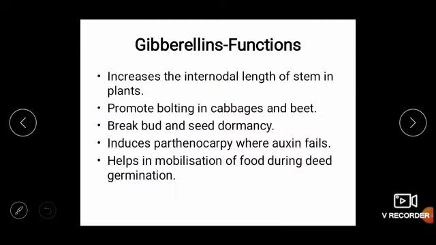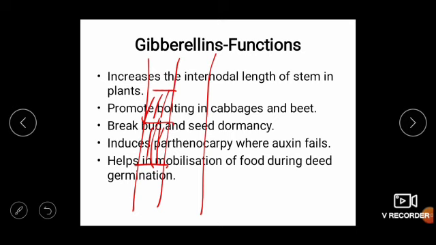Come to the gibberellins now. Gibberellins are again growth promoters. What do they do? They increase the internodal length of the stem. Suppose this is the stem, and these are the nodes of the stem. It helps in increasing the length of this portion, and as a result, these internodal lengths will increase and the plant will grow in height.